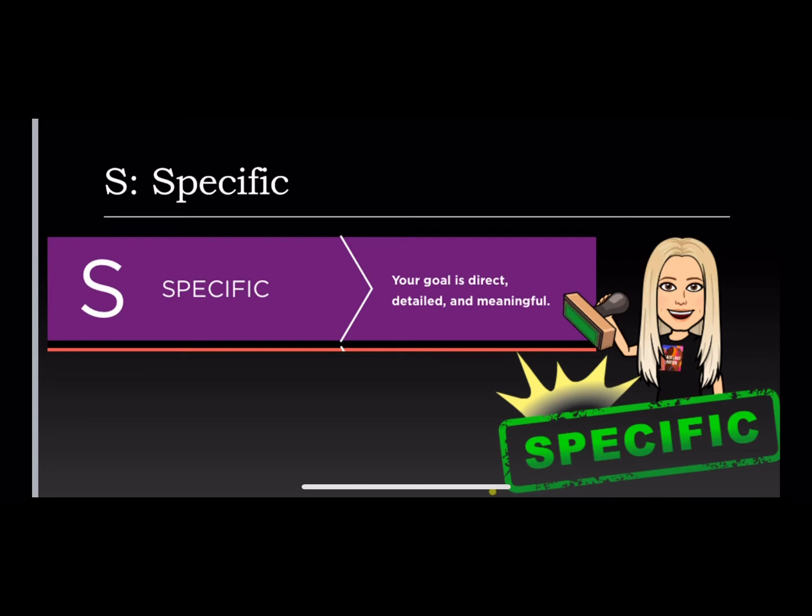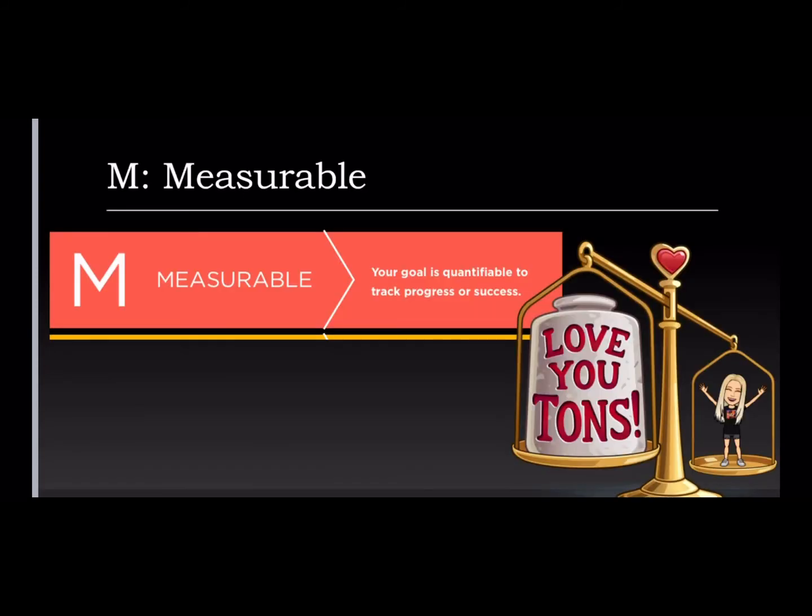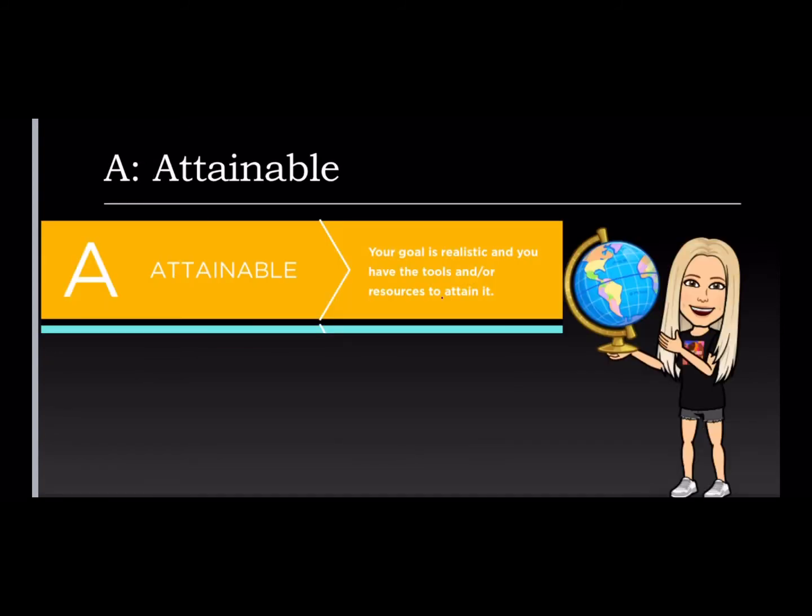The S stands for specific. You want your goal to be direct, detailed, and meaningful. The M stands for measurable. Your goal should be measurable. You should be able to track your goal and the progress towards your success. The A is for attainable. Your goal needs to be realistic, and you need to already have the tools and the resources to reach your goal.